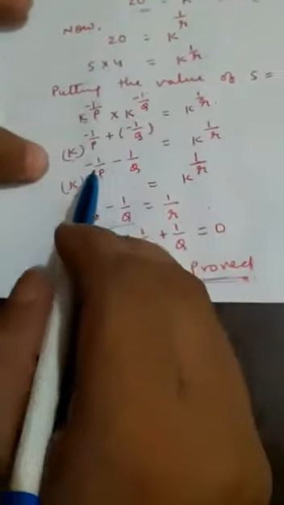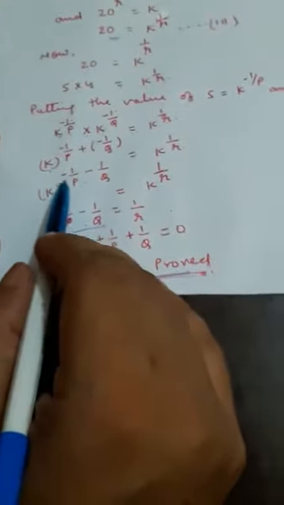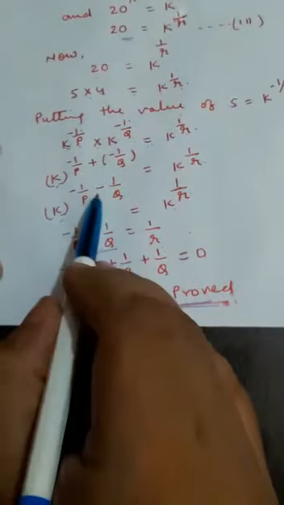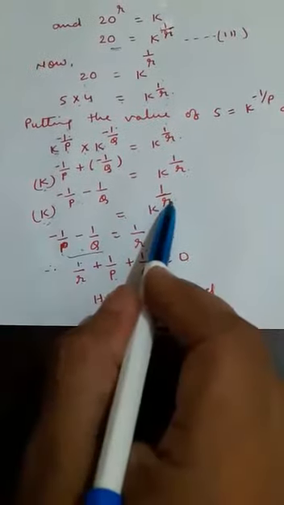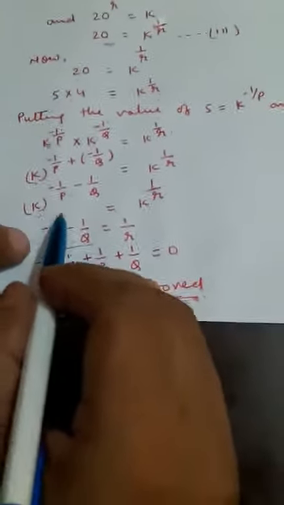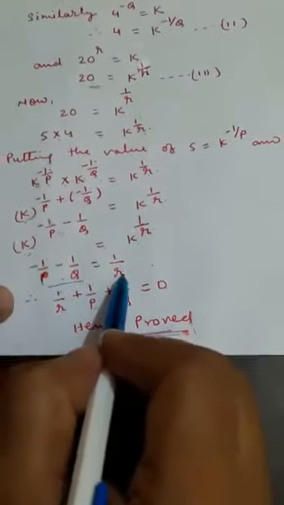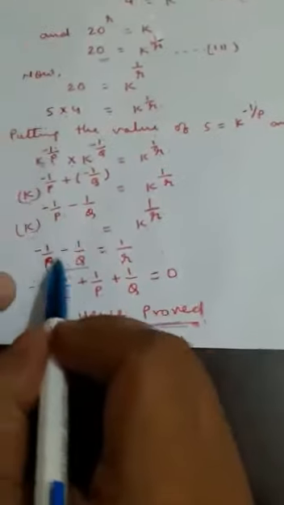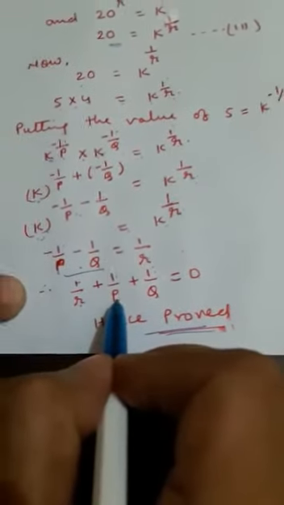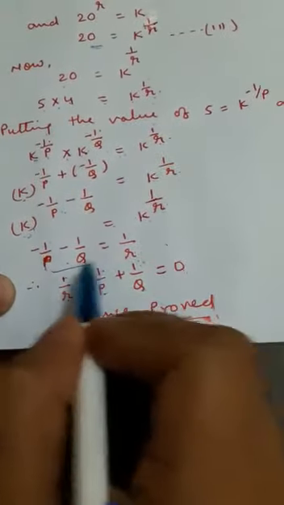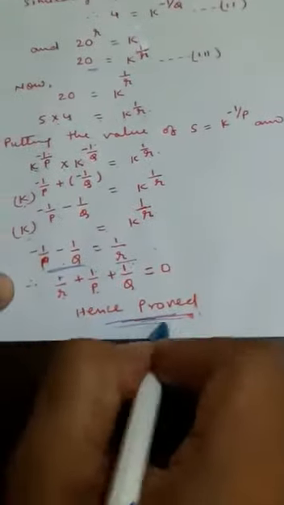Now k power minus 1 by p, here plus into minus, it will be minus 1 by q equals k power 1 by r. Now bases are the same, so their powers will also be equal. So we'll write down like this: minus 1 by p minus 1 by q equals 1 by r. Therefore, now we will transpose this 1 by p and 1 by q to the right hand side. It will become 0 equals 1 by r plus 1 by p plus 1 by q. Why? Because these both are the same, so when we subtract equal from equal, we get 0. Hence proved. In this way we can prove it.